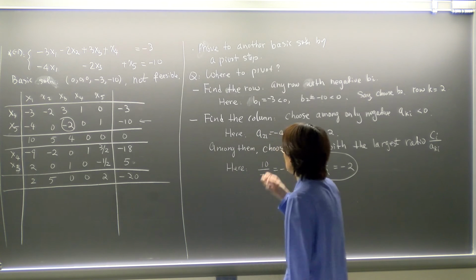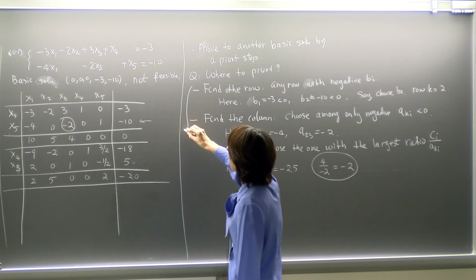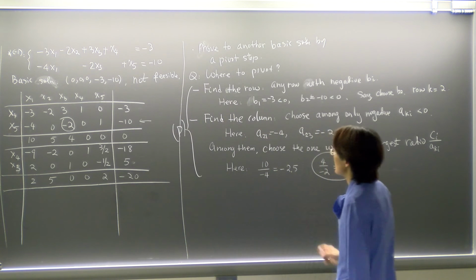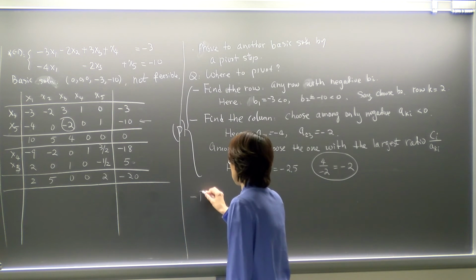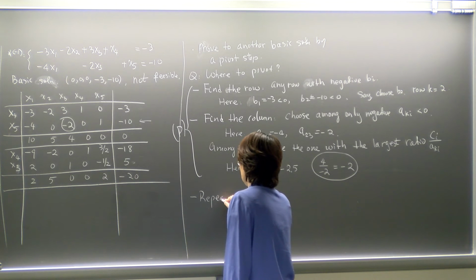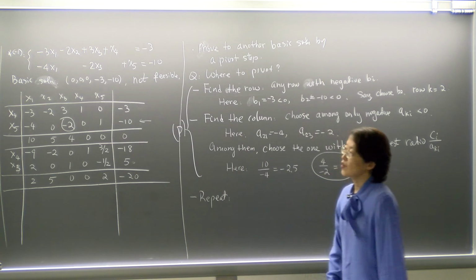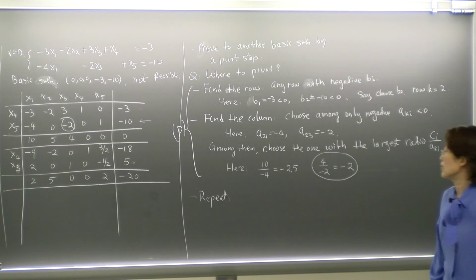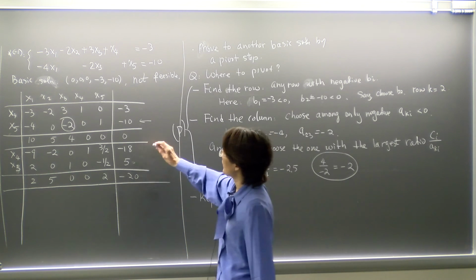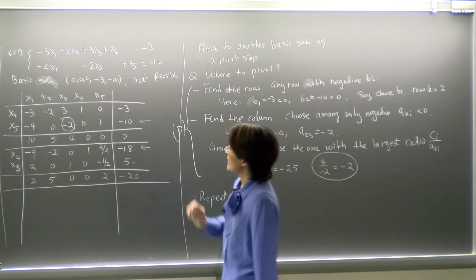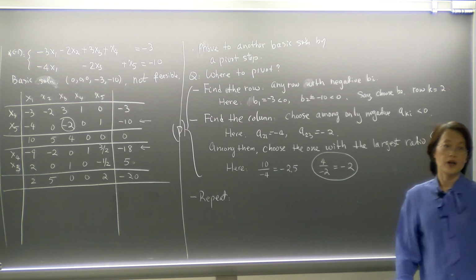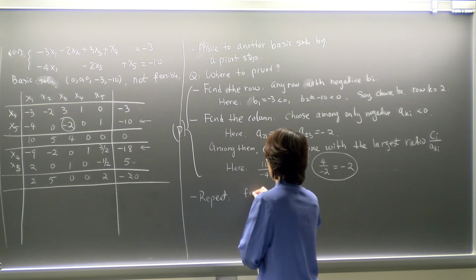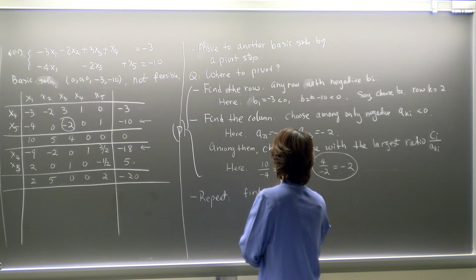Now what do we do? Let's call this pivoting step process P. Now I just have to repeat. As long as I have negative b's, I have to repeat this on those negative ones. Now I see I have one more negative b. That's the first row, so I will pick the first row to pivot.